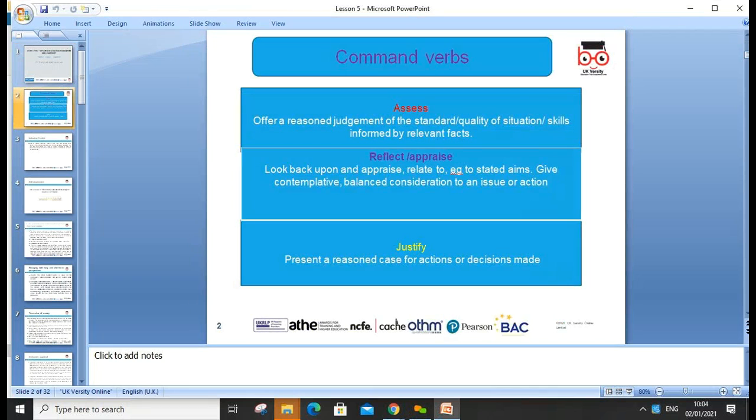And in today's lesson we have three command words, the things we are supposed to cover.